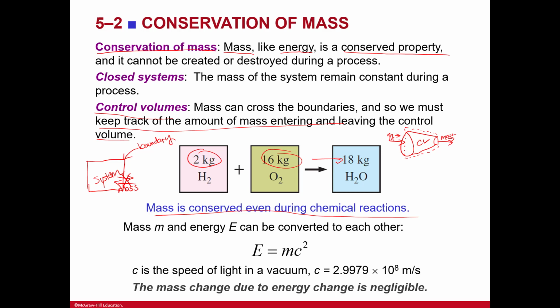Okay? And then mass and energy can be converted into each other. E equals mc squared, and c is the speed of light in a vacuum, and that is a constant. The mass change due to energy change is negligible, and that's how we're able to have this conservation of mass.